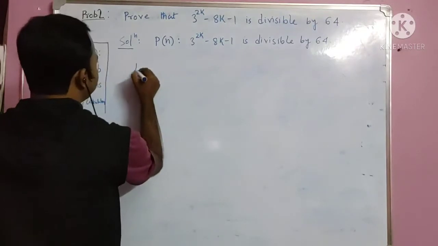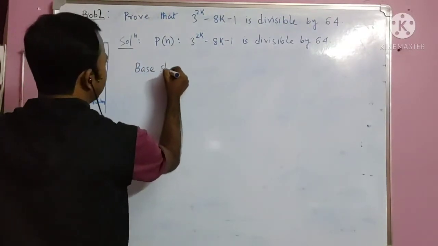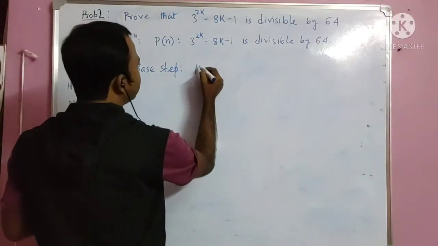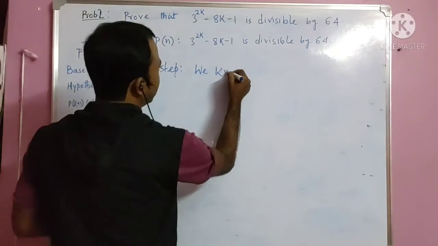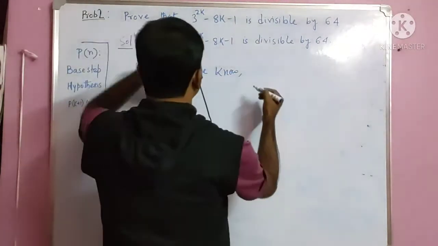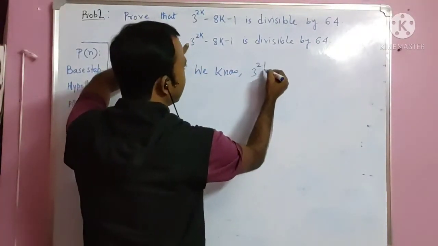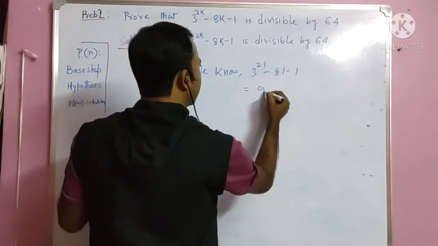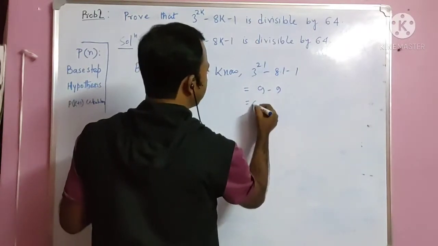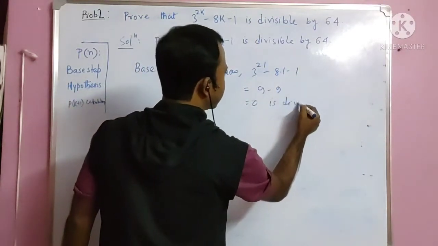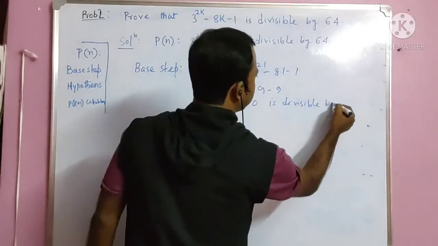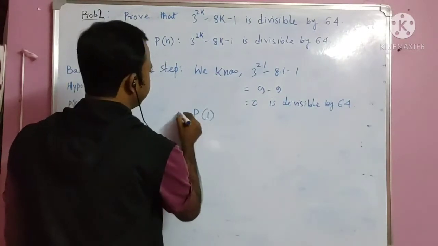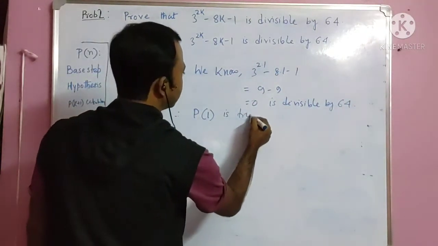For the solution, the base step. So what is our base step? For n equals 1, you have to prove it. We put n equals 1. If we put n equals 1, this looks like 3 squared minus 8 into 1 minus 1, and this is equal to 9 minus 9, which is 0. And 0 is always divisible by 64. So from this statement, we can say that P1 is true.